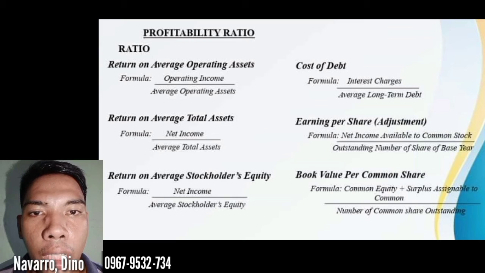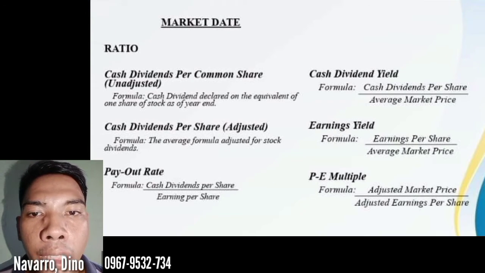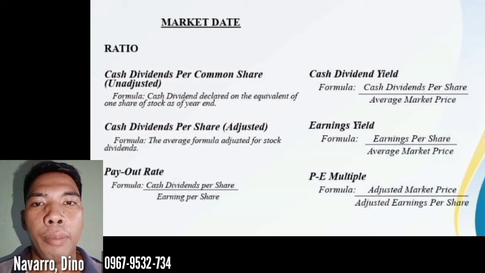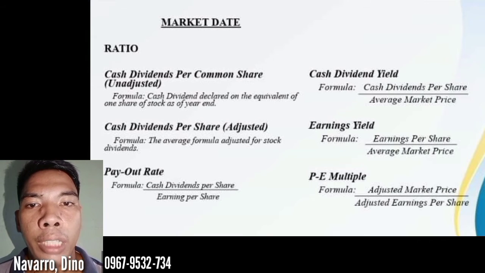Earnings per share adjustment formula: net income available to common stock divided by outstanding number of shares of the base year. Book value per common share formula: common equity plus surplus assignable to common divided by number of common shares outstanding. Market data ratios. Cash dividends per common share, adjusted. Formula: cash dividends declared on the equivalent of one share of stock as of year end.